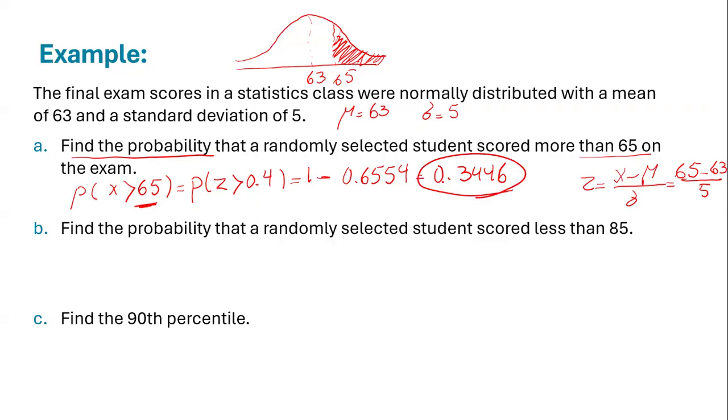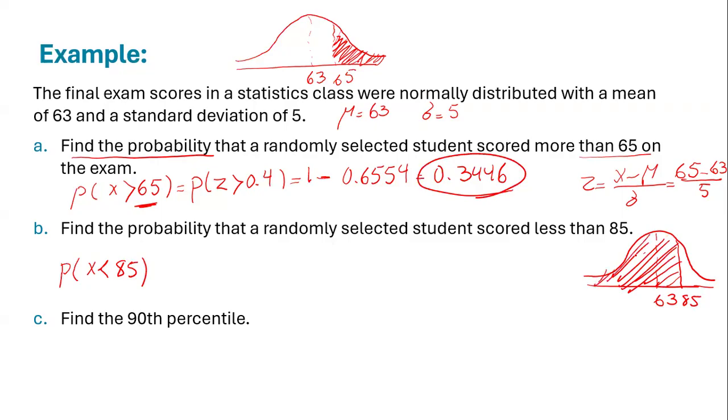Part B says find the probability that the randomly selected student scored less than 85. This time we want to find the probability when x is less than 85. If I want to show it on a bell-shaped curve, I have a normal distribution. The mean is 63 and 85 is somewhere over here. I want to find the probability, which means the area under the curve, when x is less than 85. Less than 85 means the left side of 85.